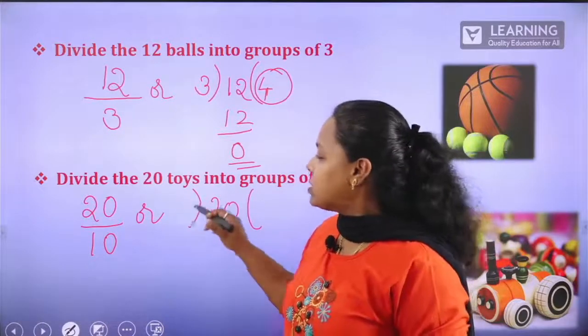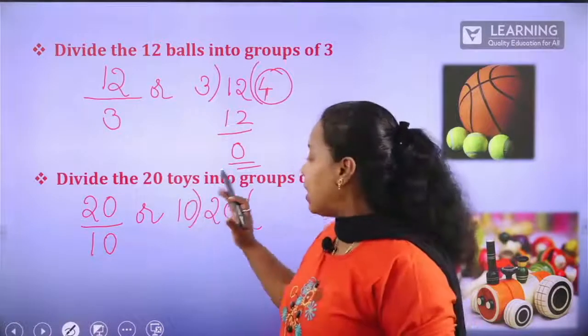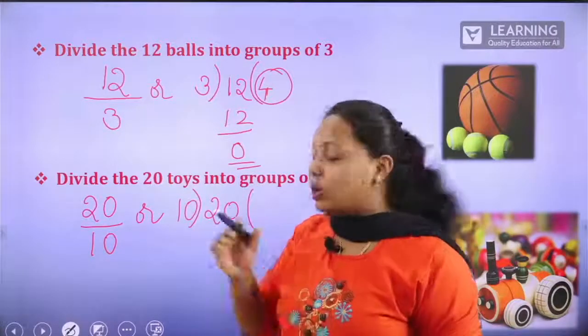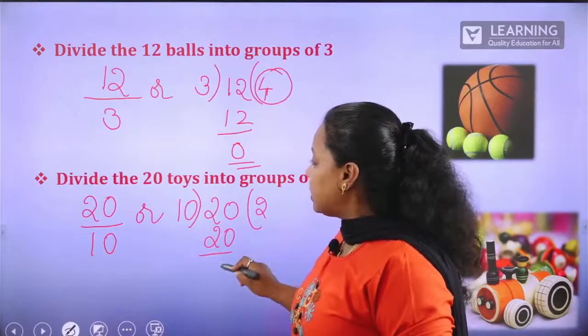Now, what is this portion? The smaller portion you have to write, the smaller number. 10, how many are 20? So it is 10 twos are 20. The remainder is nothing but 0.